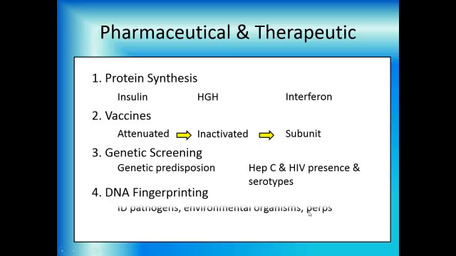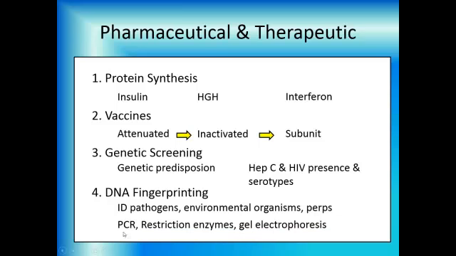DNA fingerprinting, you can use it to ID pathogens, you can use it to identify environmental organisms, and you can identify the perpetrator at a crime scene. We use DNA fingerprinting all the time. To do DNA fingerprinting, you do PCR, then you use restriction enzymes to chop up the copies that you've made, then you do gel electrophoresis, and you get that lovely pattern that we call a DNA fingerprint.